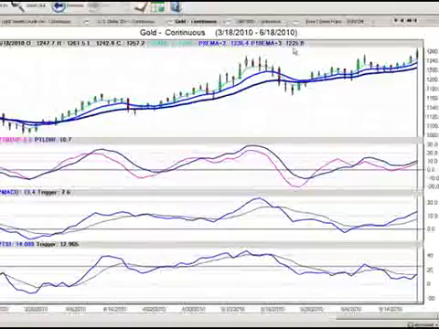Particularly if those equities keep pushing higher and the euro recovery is sustainable. Now we'll have to get into the euro recovery down the road here. I'm not sure about it. I'm not completely convinced on that as of yet, but for now everything looks pretty good.